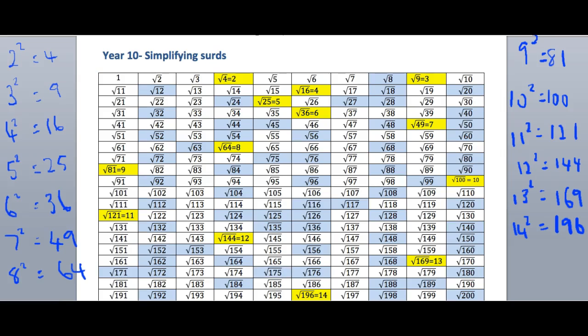36 is also a multiple of 4, so we don't have to go through and do 36. 49 we do. So 49's already been done. 49 times 2 is 98.